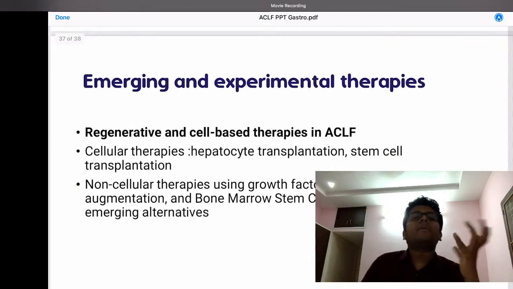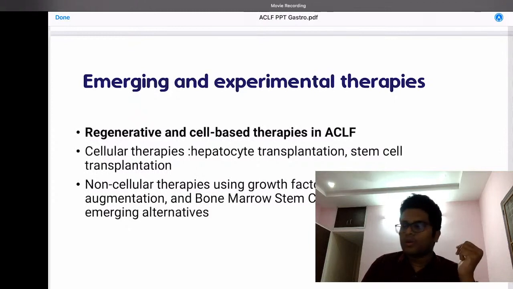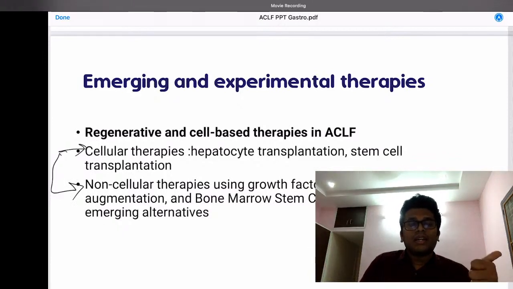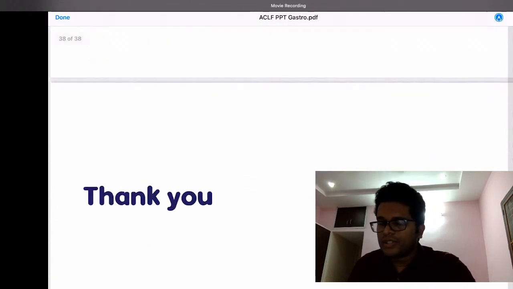Now, there are a few emerging and experimental therapies. These include cellular therapies and non-cellular therapies. Cellular therapies are hepatocyte transplantation and stem cell transplantation. Non-cellular therapies are like studies where we give growth factors like GCSF, and there are more stem cells which migrate to the liver and help in regeneration. Okay, so these are all studies which are basically experimental. So you should be able to classify what is definitive therapy, that is liver transplant, what is a bridging therapy, and what is experimental therapy in these particular conditions.